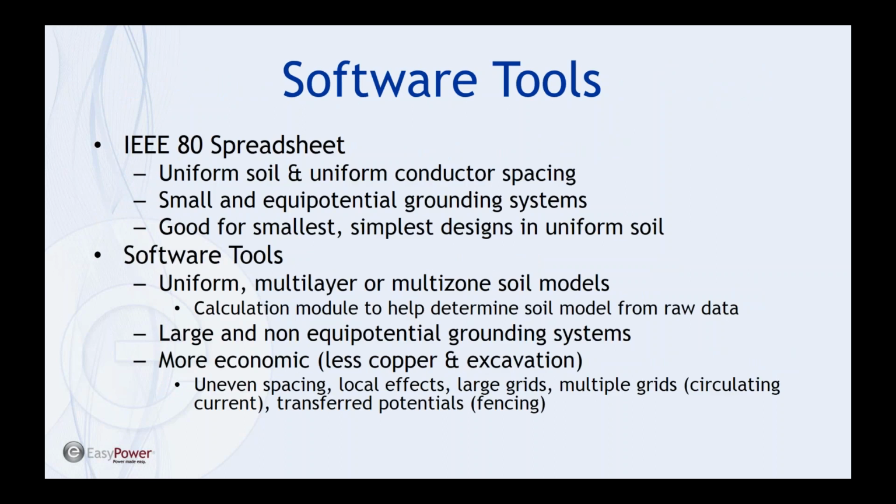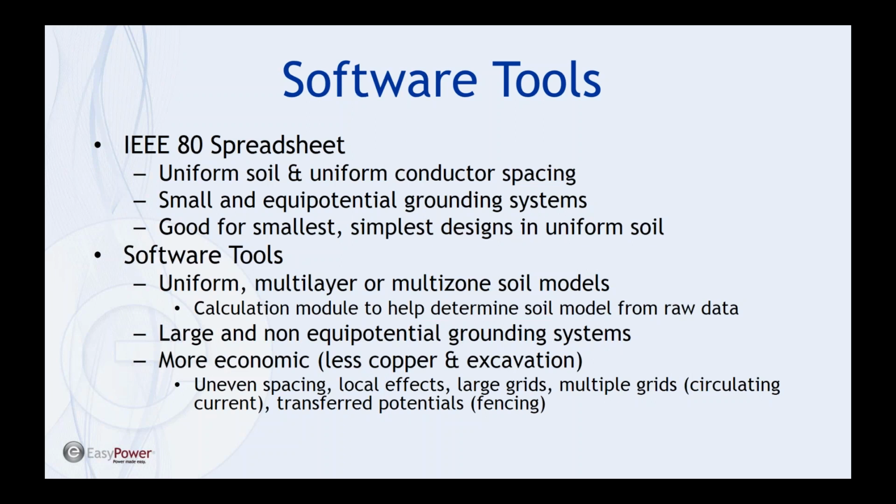So, software tools that are used to aid in the calculation of this design. The most basic that is available and has been available for a long time is the IEEE 80 spreadsheet. This is a spreadsheet that can take a user through all of the calculation steps necessary to design a grid. The spreadsheet is useful for a full design, but only in limited situations, and this is because it requires uniform soil and uniform conductor spacing, generally good for small and equipotential grounding systems.